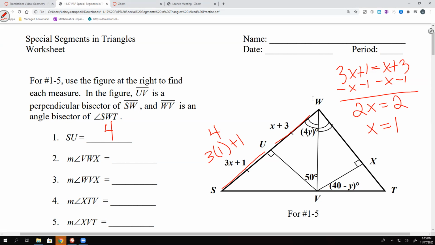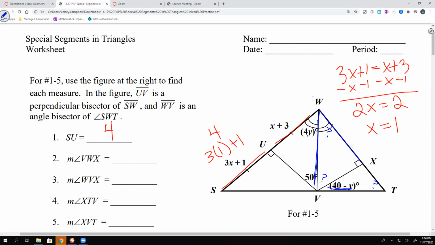So now we're going to look here. I'm going to switch colors. We need all these angles. We need angle VWX. We want this angle right there. We also want WVX, so we want this angle here. And then they also want us to have XTV, so we're going to find that one. And then we want XVT, so we want this one.